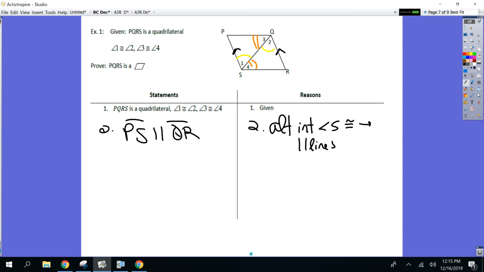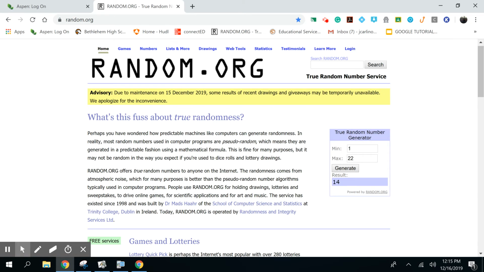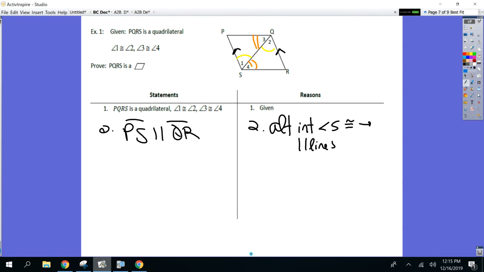Hey kids, what about 3 and 4 being congruent? What about 3 and 4? What's that conclude? 3 congruent to 4 means PQ parallel to SR. Got it. And I'm just going to put it in the same statement because it's got that same reason.